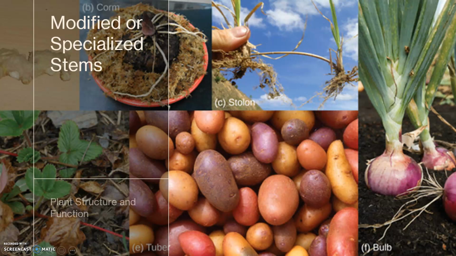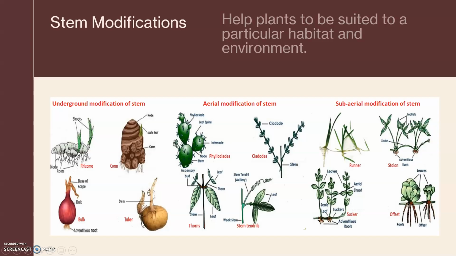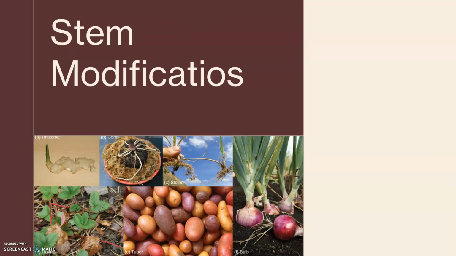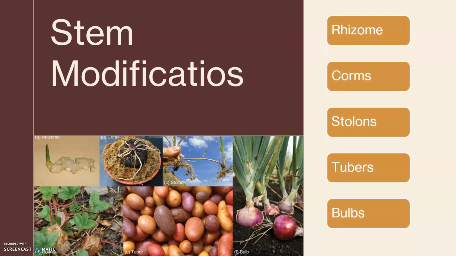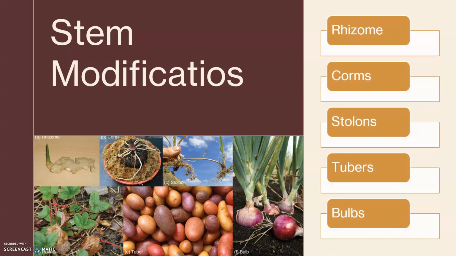This video will discuss modified stems as a part of plant structure and function. Stems become modified to help plants be suited to a particular habitat or environment. Stem modifications we will be discussing include rhizomes, corms, stolons, tubers, and bulbs.